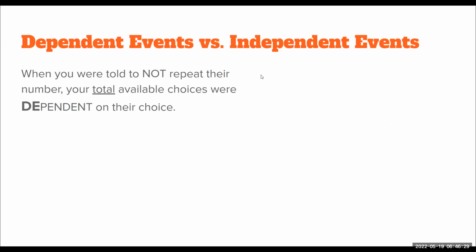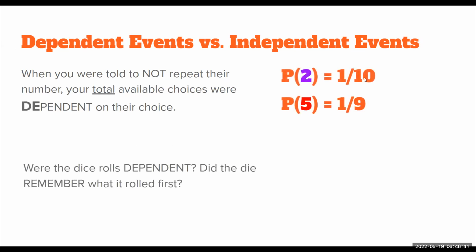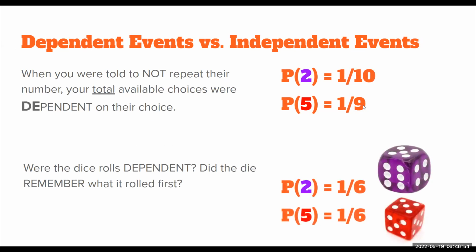So, dependent events versus independent. When you were told not to repeat the number, your total available choices were dependent on their choice. So I might have a probability of choosing a 2 of 1 out of 10, but then if I'm not allowed to choose the same number, the next probability is going to be 1 out of 9. So those numbers count down. That's the sign of a permutation.